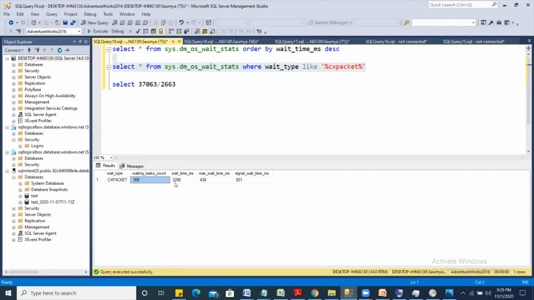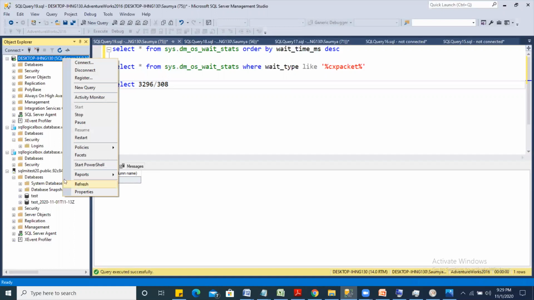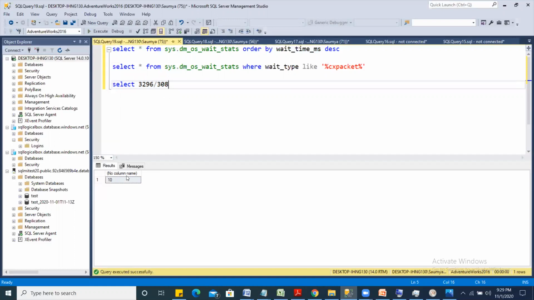So again, the concept is similar here. You divide the total wait time by your waiting task count, right? And see if this value is more than 80 or 70 milliseconds. So it is again low. If I want to increase this, if I reduce my max drop value from 4 to 2, certainly in that case, CX packet will not be high.